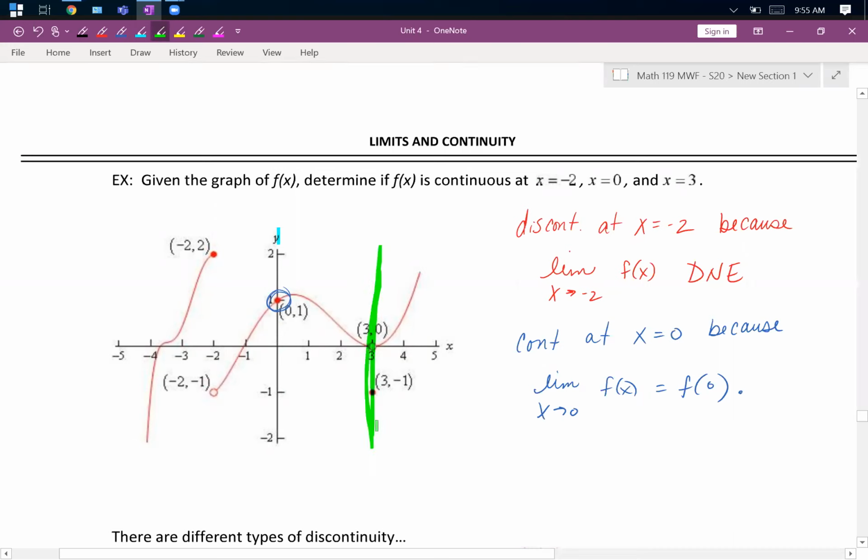All right, now we're going to be looking at x equals 3. Kid's trying to rip my laptop off the counter while it's still plugged in. Jesus.